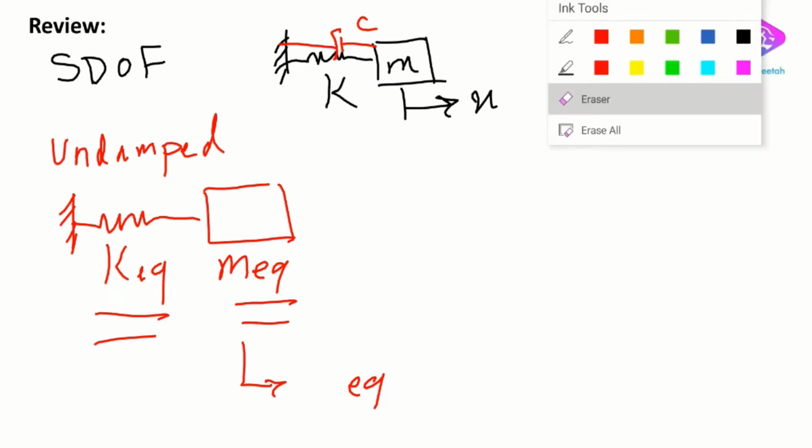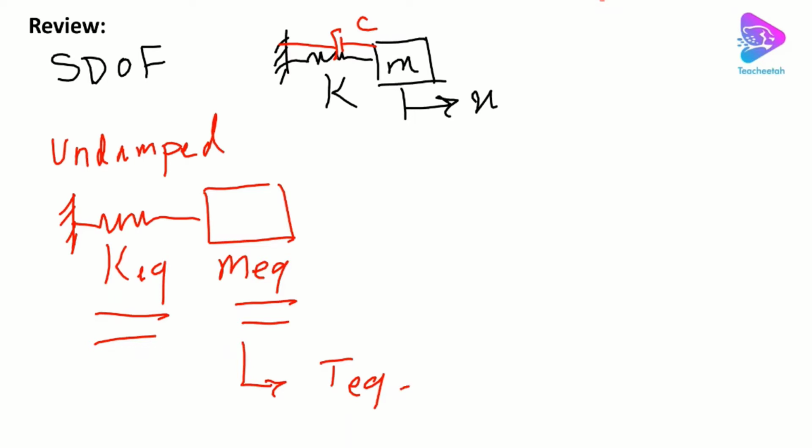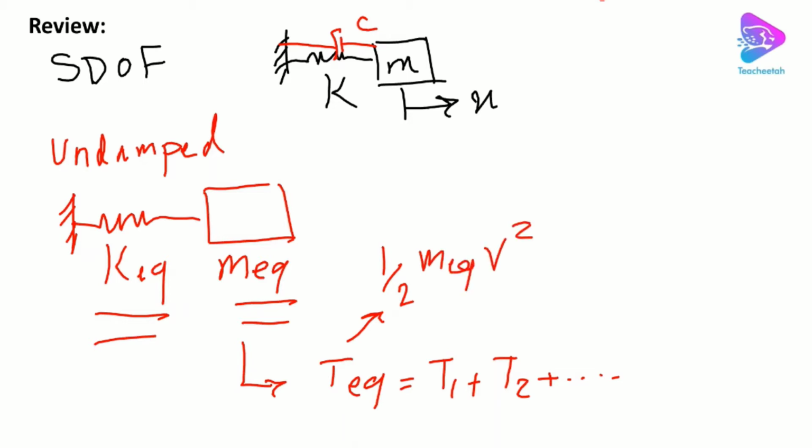So we have T is equal to T1 plus T2 plus whatever. T is basically the kinetic energy of the equivalent mass, and V is the speed or the velocity, and then T1, T2 belong to all the masses which are linearly dependent on each other, right? I don't want to go more into the details, but you can see more examples and how we can derive the equation.